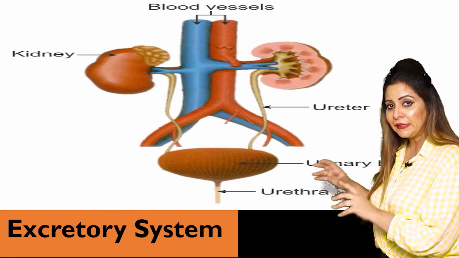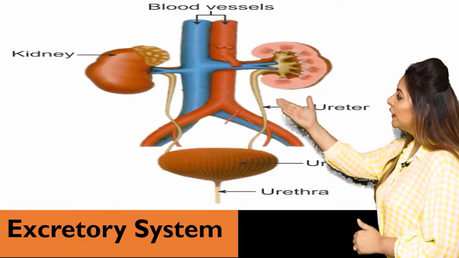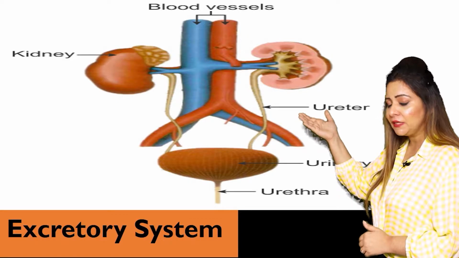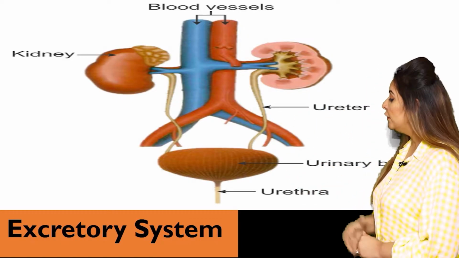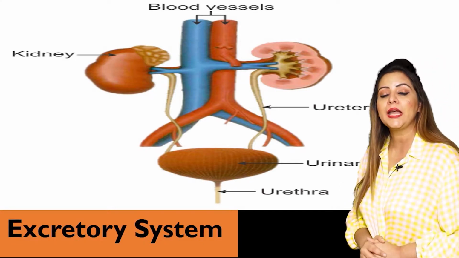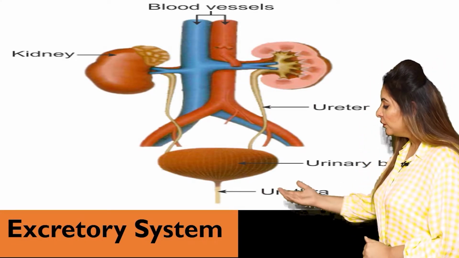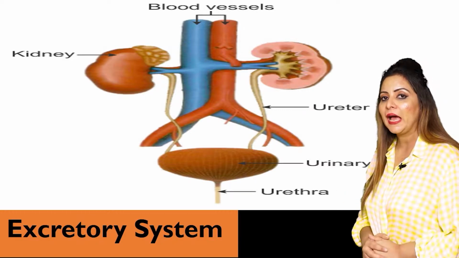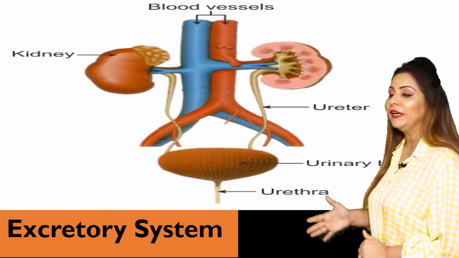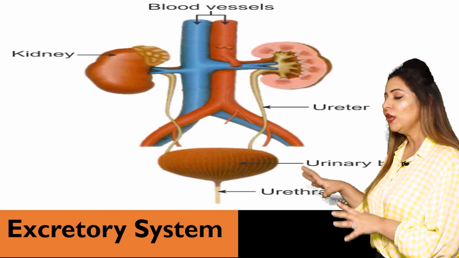I think you got it. Let's revise it again. We have kidneys, bean-shaped kidneys. Then we have a tubular structure, that is the ureters. Then we have a sac-like structure which is called urinary bladder. And then we have an opening for the excretion of urine, that is called urethra. So this is how it looks like. Now it is all about the organs.